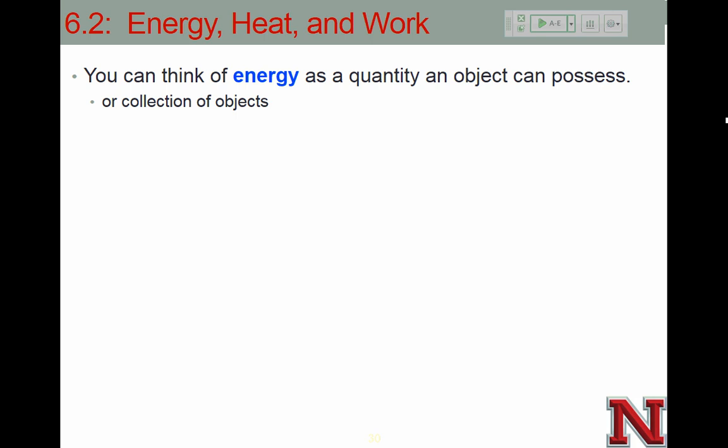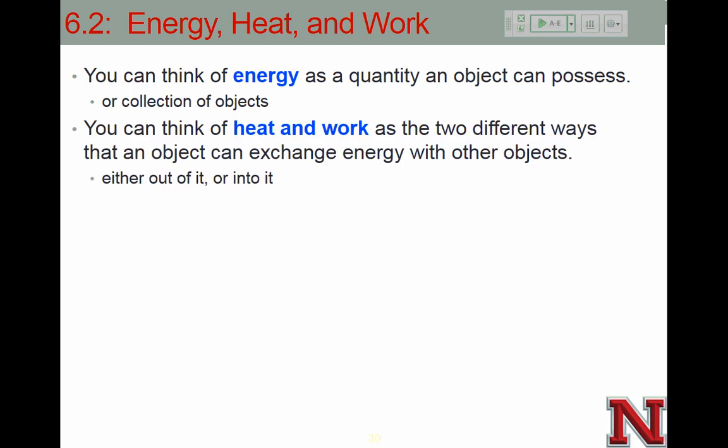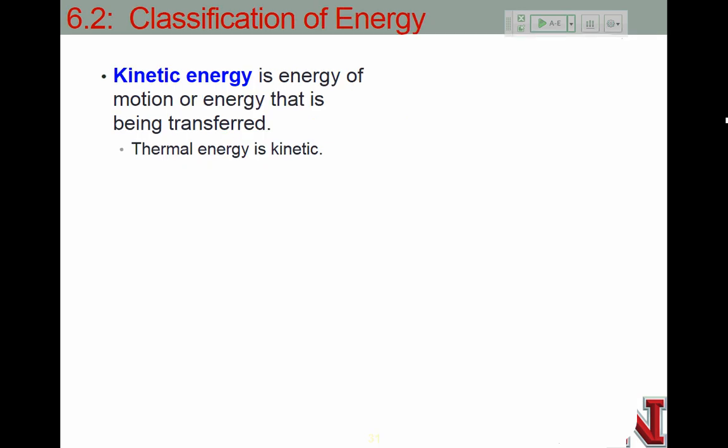You can think of energy as a quantity an object can possess, or a collection of objects can possess. You can think of heat and work as two different ways that an object can exchange energy with other objects, meaning putting out energy or taking energy in. And we're going to be looking at heat and work and how that all applies.